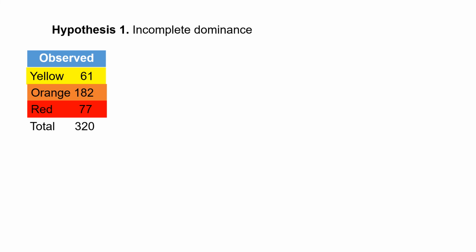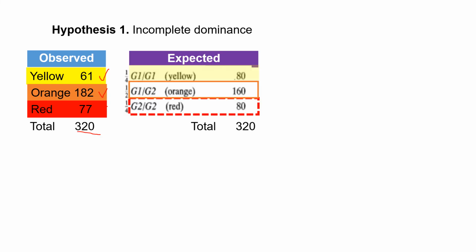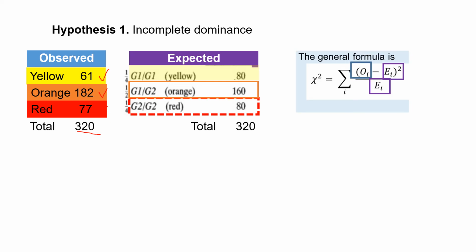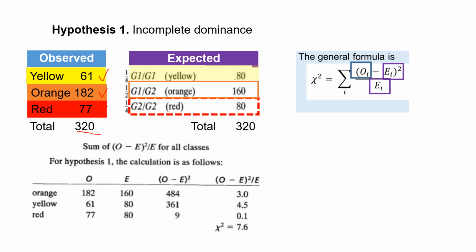So we have the observed values: 61, 182, and 72, for a total of 320. And now these were the observed values, and these are our expected values: 80, 160, and 80. So now we can apply the formula, and here you will see the results.